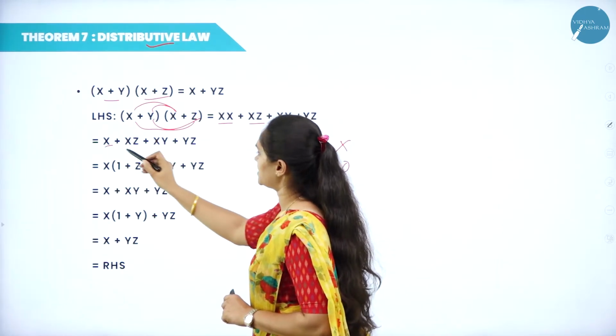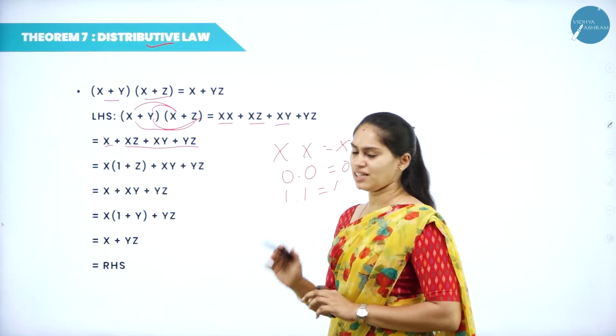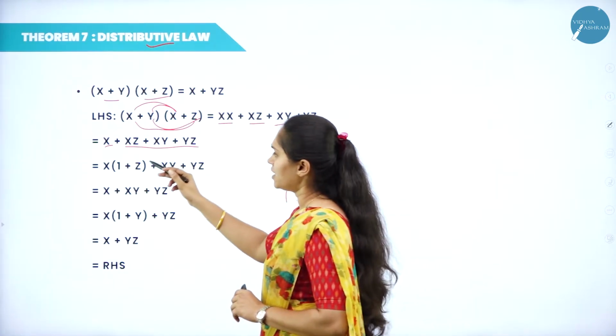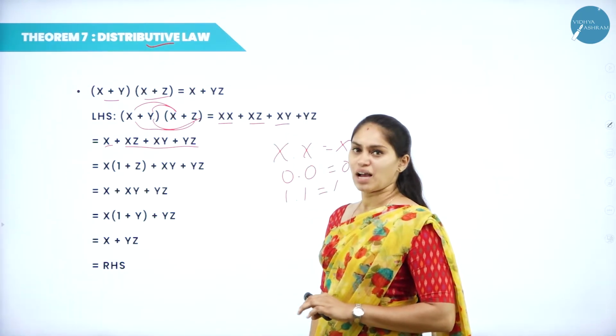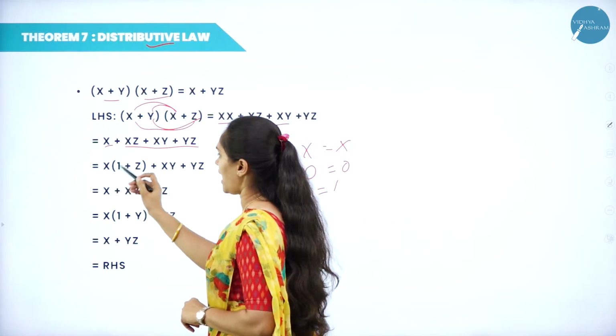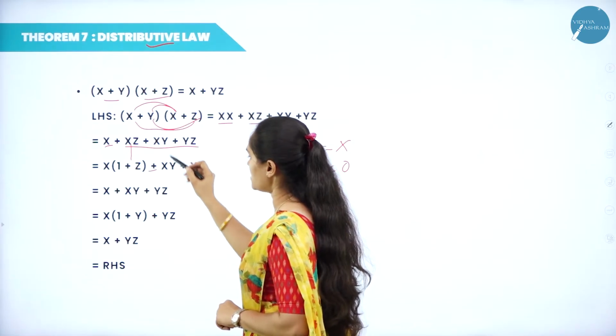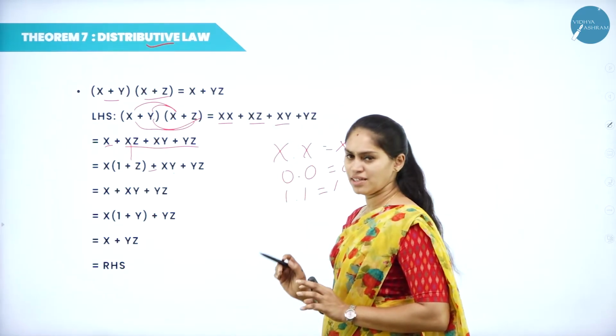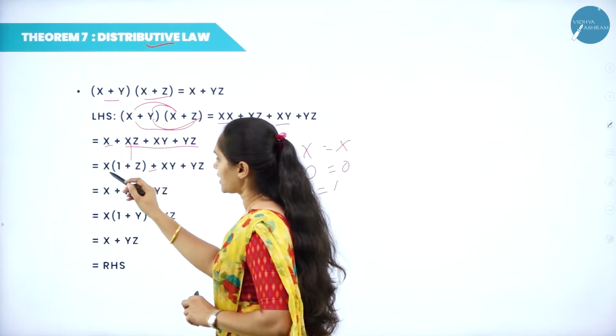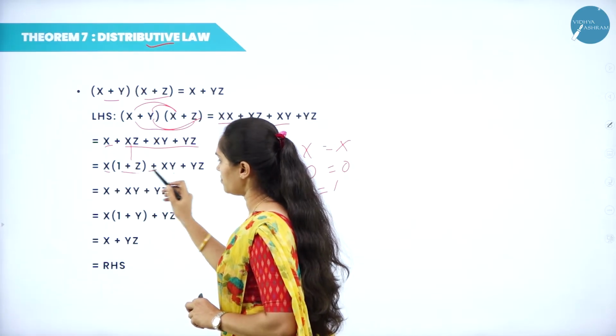Otherwise, the remaining value will be written as it is. So, by using this absorption law, I am taking x as a common factor: x into 1 plus z. So, this is 1 plus z plus xy, and yz will be as it is. After that, consider this as x and 1 plus z.